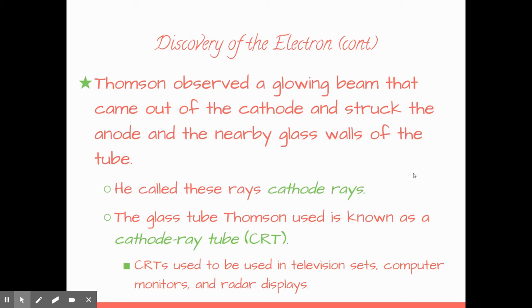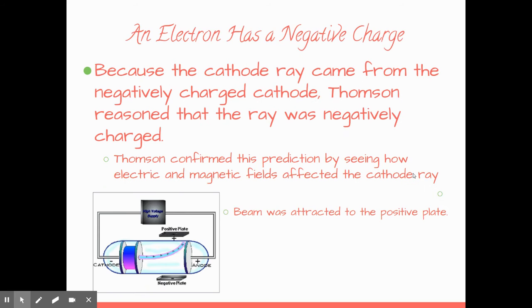And what he observed was that these rays, he called cathode rays because they emanated from the cathode, could be used to do things. Okay, and we used cathode ray tubes as a light source in early television sets, computer monitors, and radar displays. It's not used anymore, but if you check in your grandparents' house, they may have a tube television, and those giant, heavy tube televisions use cathode ray tubes as their light source.